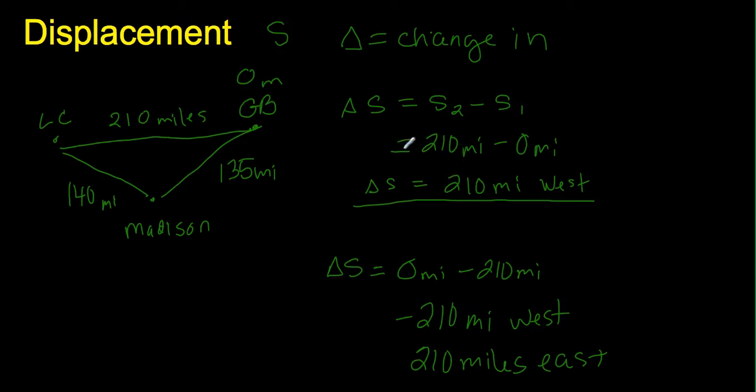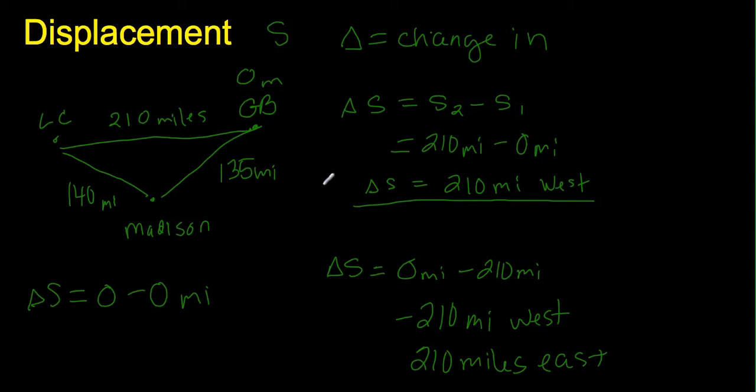The biggest thing to take note of in displacement is that the only thing that matters is our starting position and our final position. It doesn't matter that I traveled a total of 275 miles to go from here to here. For my total round trip displacement, my delta S would be equal to 0 minus 0 miles, because I ended up exactly where I started. Anytime you have a closed figure, where we went from here down to Madison and then back up to Green Bay, because we ended at the exact same spot we started at, the total displacement would be 0.